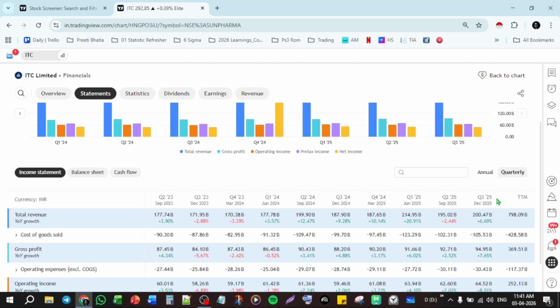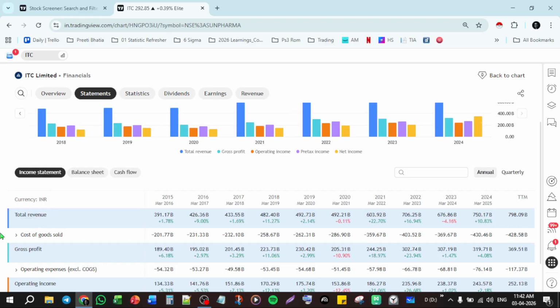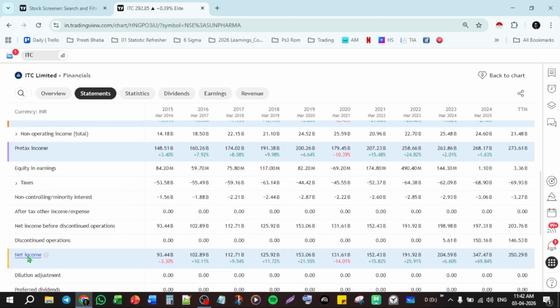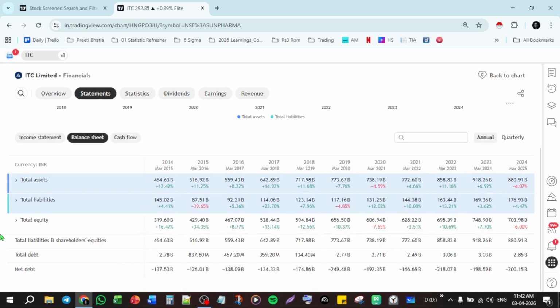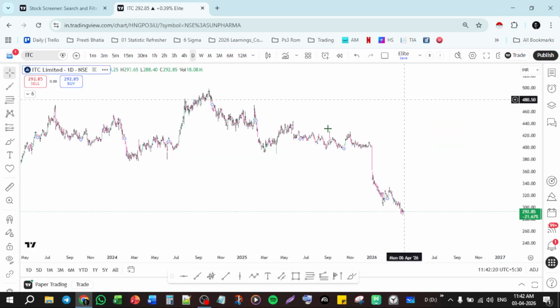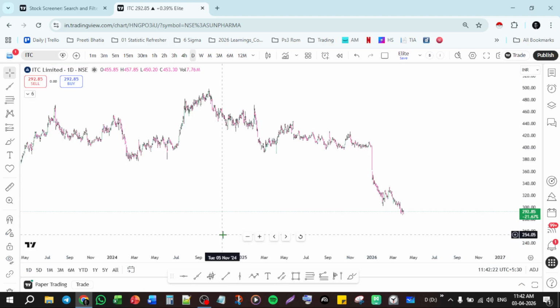That means there is no problem with the business. Go down, net income. It's increasing, no issues. Balance sheet, assets and liabilities, increasing, no issues. Increasing and decreasing, good trend. There is a problem with this price. Some news, some regulation must have caused it.